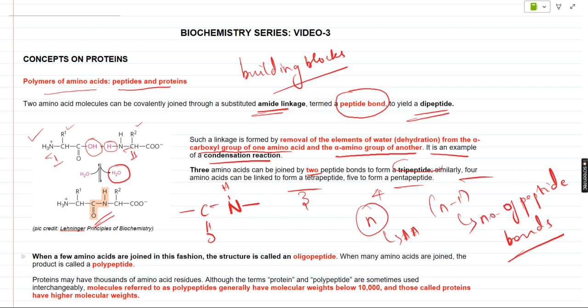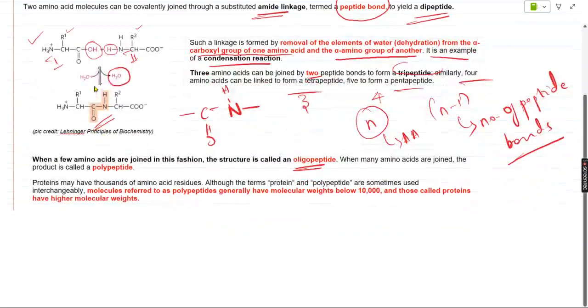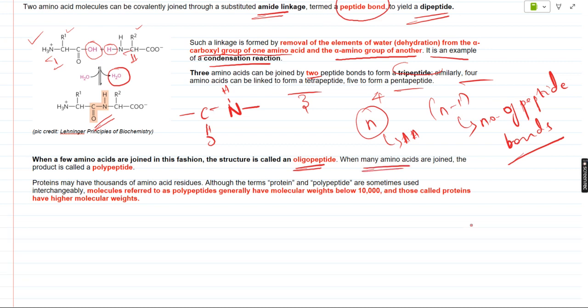When a few amino acids are joined in this fashion, the structure is called an oligopeptide. So when you have only a few amino acids joining to form a peptide, it is called an oligopeptide. However, when you have many amino acids being joined, the product is called a polypeptide. You should clearly know the difference between what a protein is and what a polypeptide is.